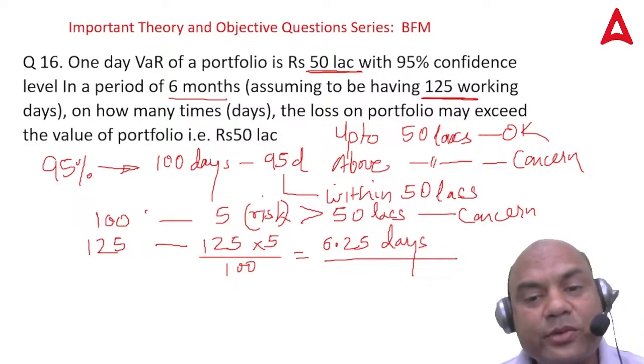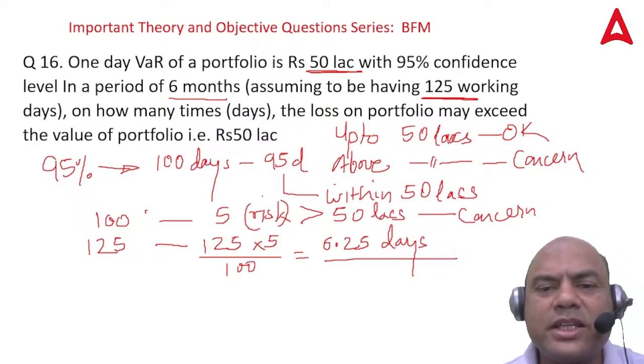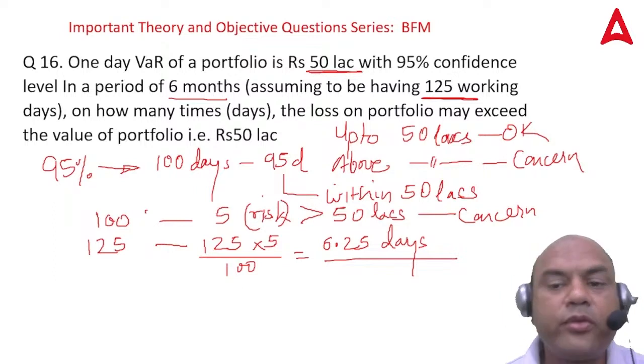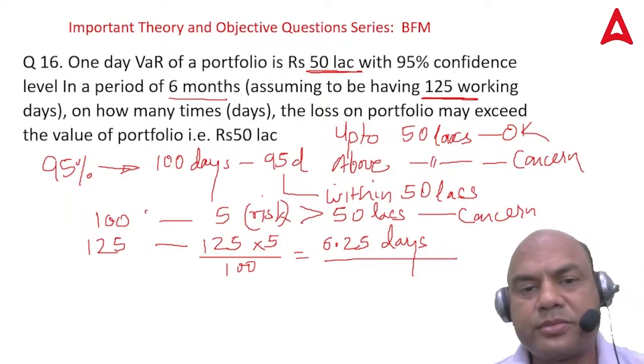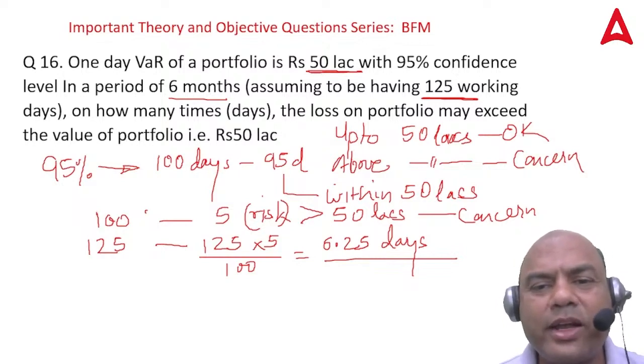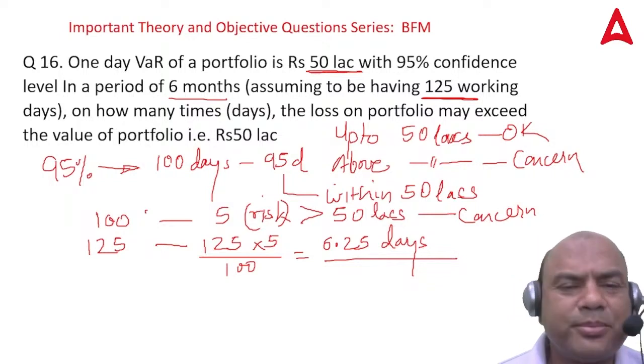This question comes for 1 mark. And if you know the basics, I have taken here almost 3-4 minutes to solve this. In exam, it will take hardly 10 seconds. Why? Because you know it. If you know it, it's very easy to solve. 100 minus 95, simple, 5 days. In 100, 5, then in 125, how much? 6.25. Simple.